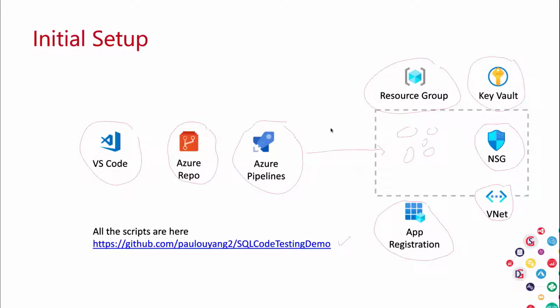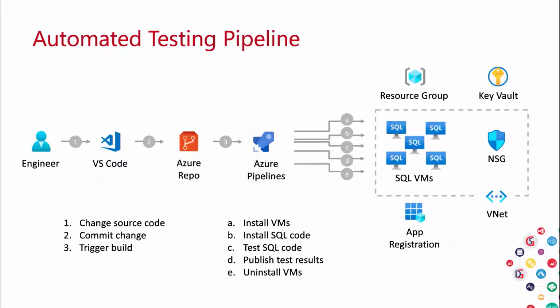So now we are ready to run the pipeline. And the automated testing pipeline scenario was, every time you make a change in code, or if there is a new release, you want to trigger this automated testing. So in this case, we are going to do a change in code. So the first thing is to change the source code in Visual Studio Code. Then we're going to commit the change and push it to the Azure repo. And then that will trigger the build, which is executing the tasks in the pipeline. And there are 5 tasks.